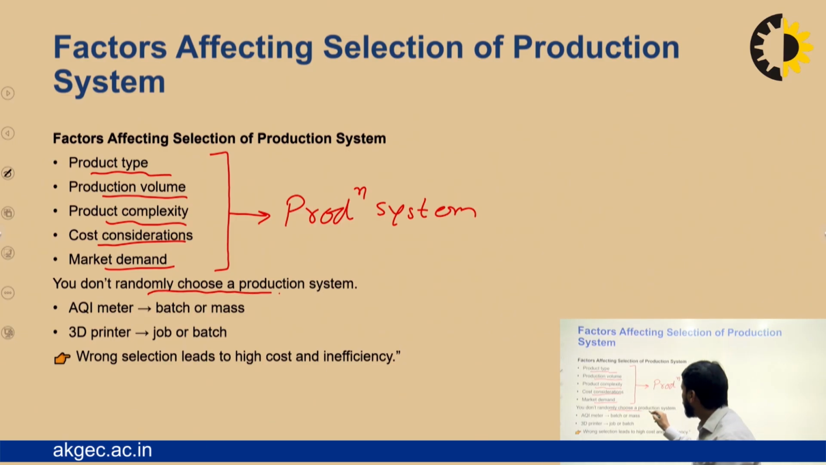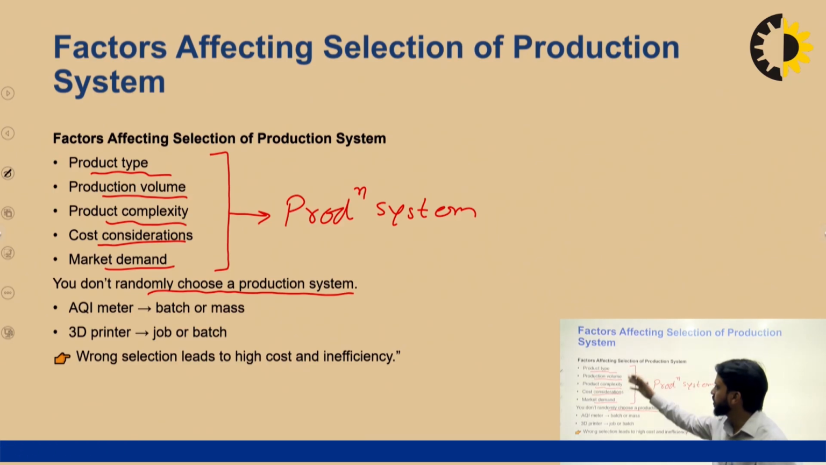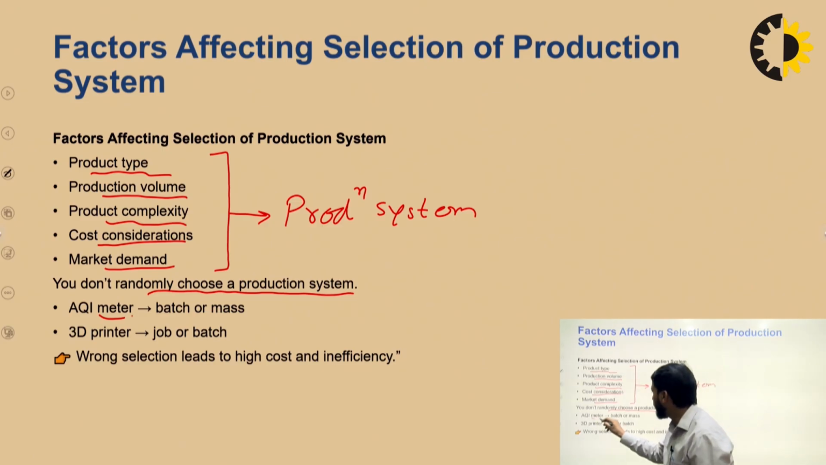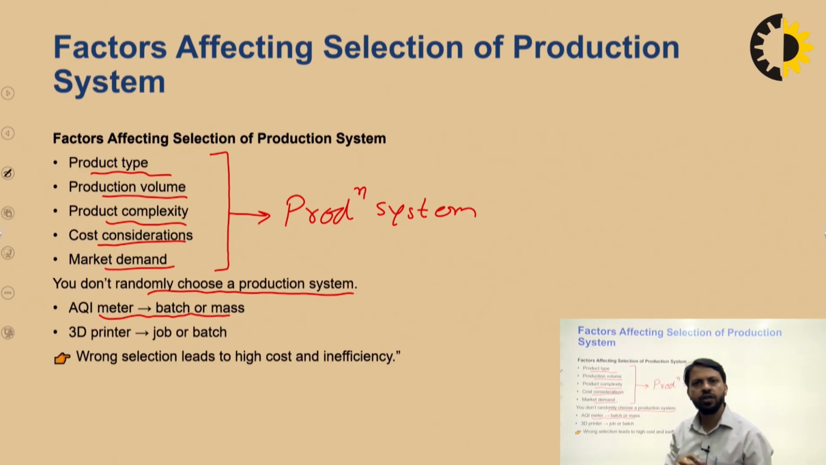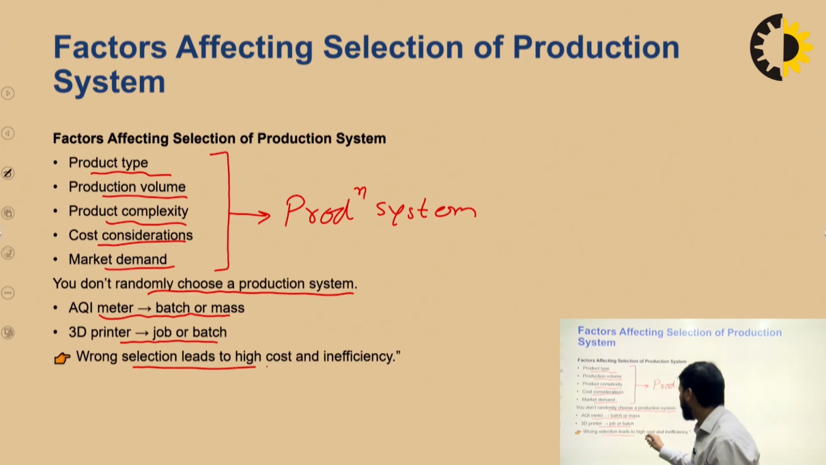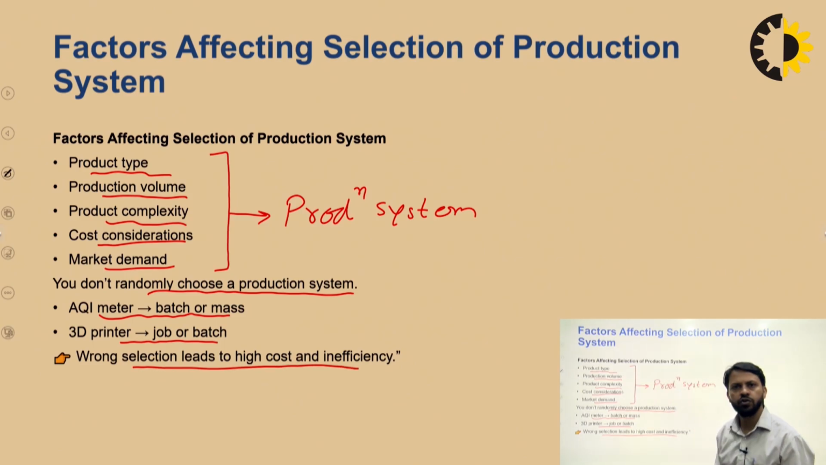That means you don't randomly choose a production system. You have to ascertain first what the need of your product is. For example, for the AQI meter, you can start with batches, and once the demand is settled, you can go for mass production. In a 3D printer, you can go for job or batch production. In the initial stages, you can go for job production: 1 printer, 2 printers, 3 printers, and then you can produce in batches of 10, 20 or 50 and so on. So wrong selection of a production system leads to high cost as well as inefficiency of your system.